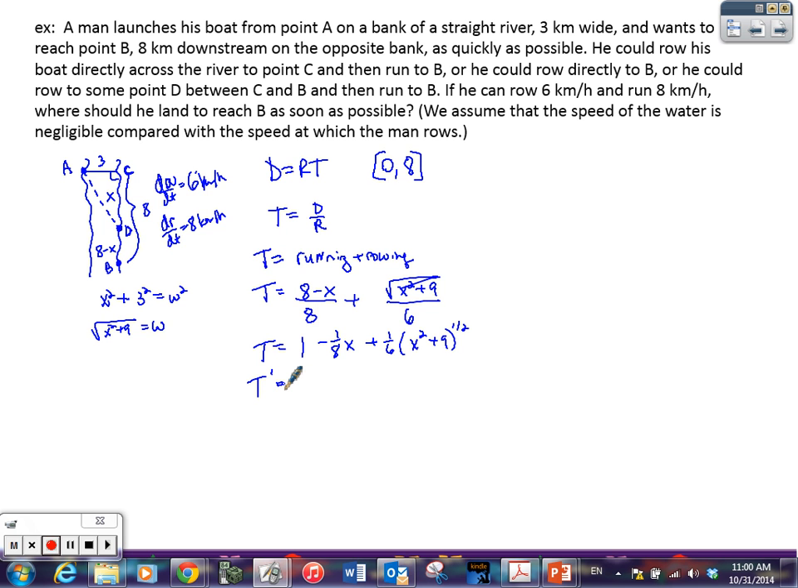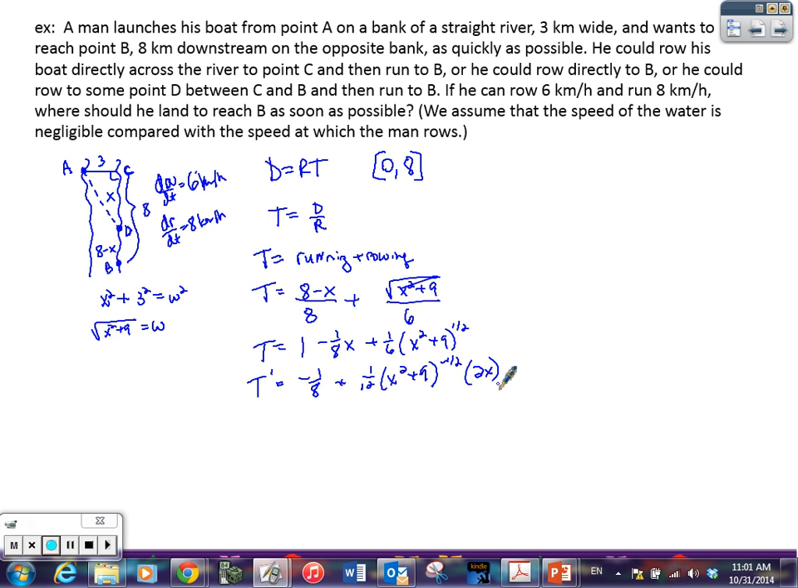So the derivative of 1 is 0. The derivative of negative 1/8 x is negative 1/8. And then we do the derivative of this little guy. We bring the half down. Half times a 6 is a 12th. Copy the inside, subtract 1, multiply by the derivative of the inside, and there's our derivative.